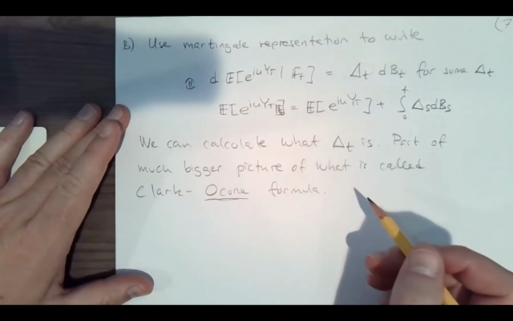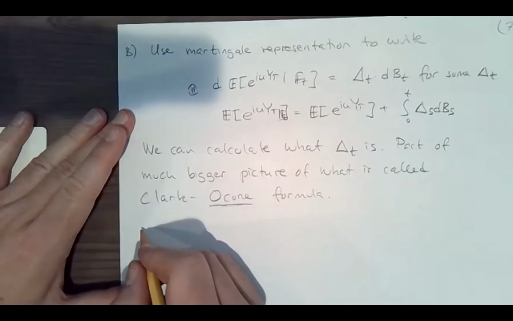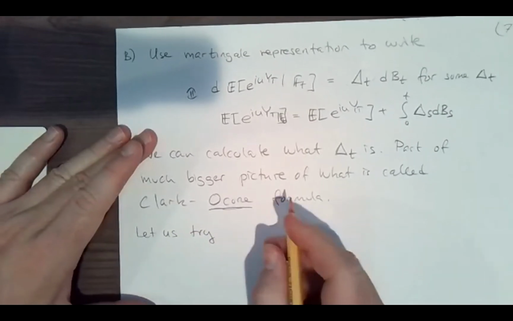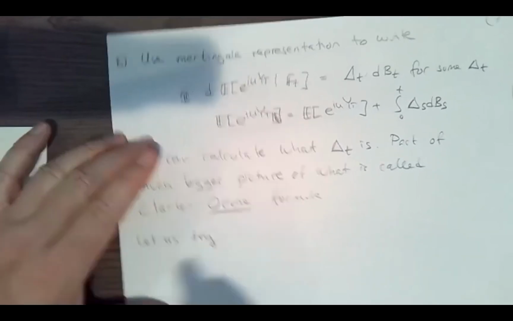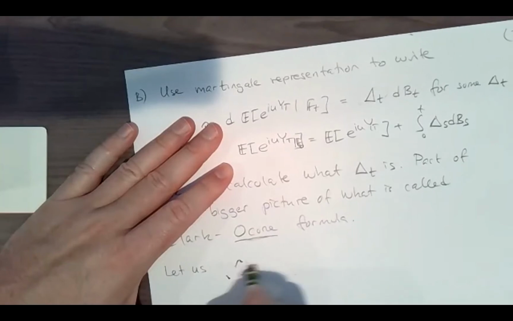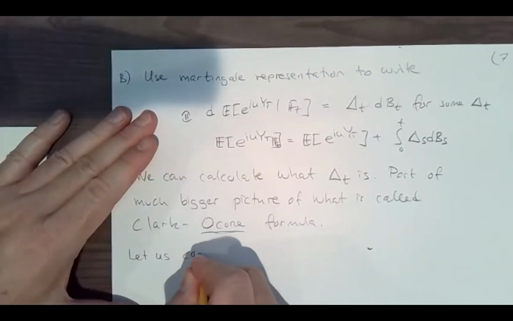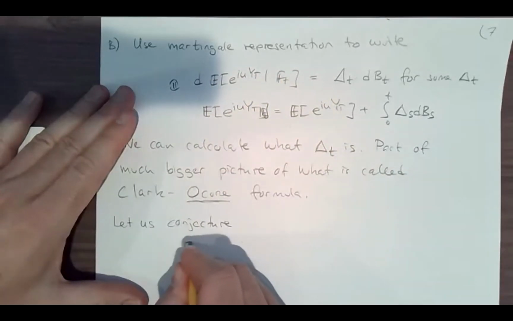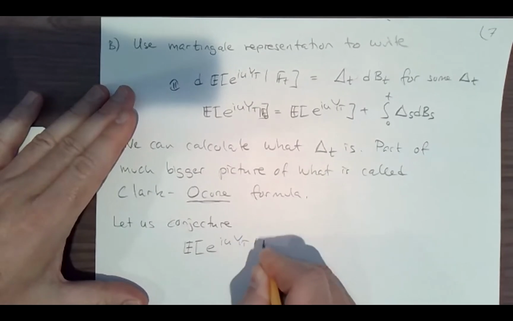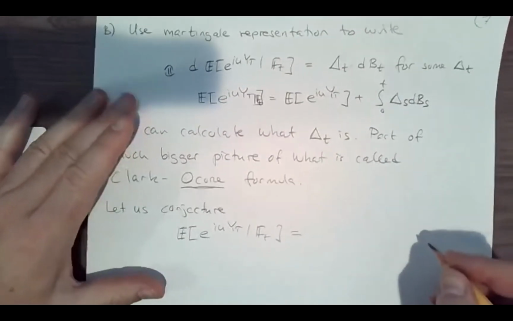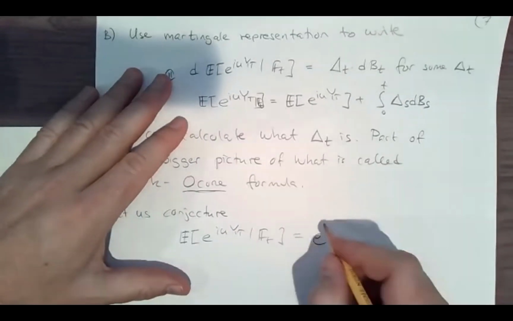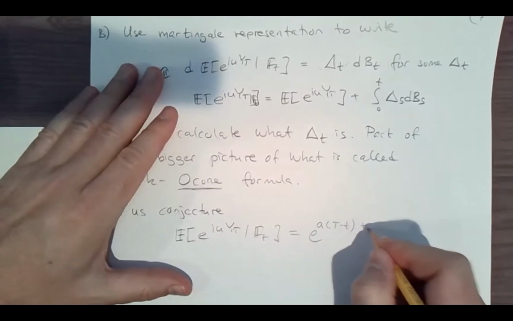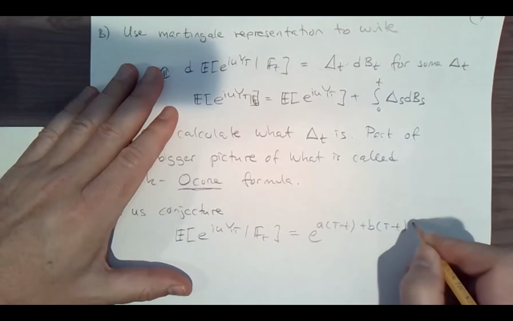It's a martingale. Okay, so what we are going to do to get started here is say, well, let us conjecture that this martingale here has a specific form, and the form I'm going to conjecture is going to be of the type e to the, and then here I want to have an A of capital T minus little t, plus another function B of capital T minus little t, times Y_t.